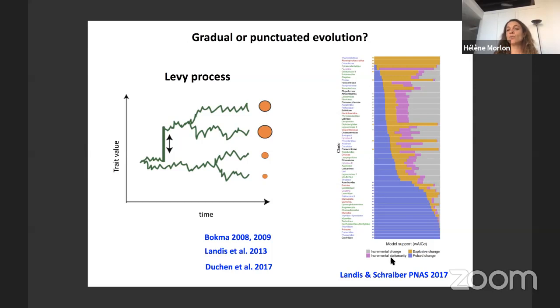Incremental stationarity would be an Ornstein-Uhlenbeck process, where there is a constant rate, a homogeneous rate across lineages, but with a tendency towards evolution towards an adaptive optimum. Explosive change would be the early burst model that I presented before, where there's a decline in rate through time. And the pulse change is a model that models the Levy process with jumps. And what we see here is that there's a lot of clades with a pretty strong support for these models, where there is punctuated evolution.